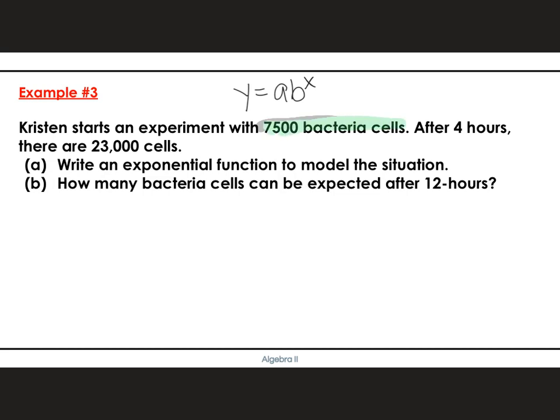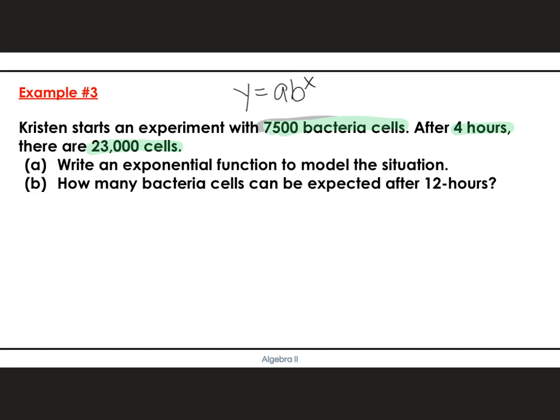Let's make that a different color. And then I know that my time is 4 hours, so that's going to be some important information. And I know that after 4 hours, I want to know about the 23,000 cells. So those are the key pieces of information that I have. I just need to know where I'm going to put them in my equation.